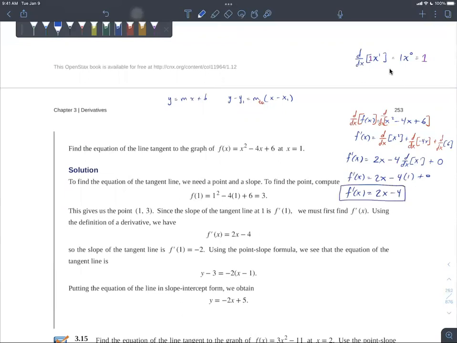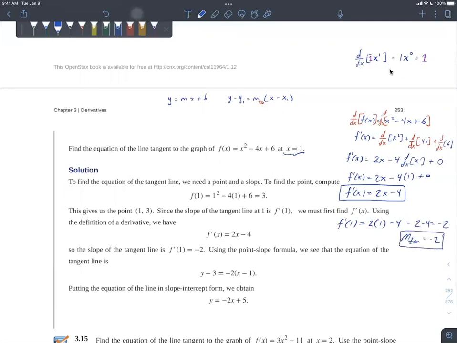So we want the slope of the tangent line when x is equal to 1. So we want to find f prime of 1, and this is 2 times 1 minus 4. 2 minus 4 is negative 2. So the slope of the tangent line is negative 2. Okay, we're going to need this for our line.